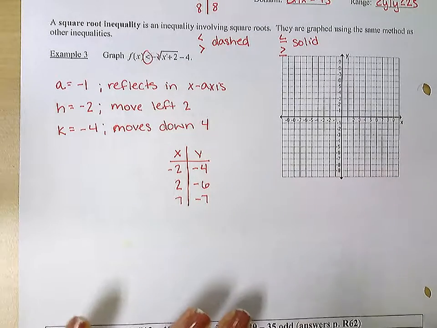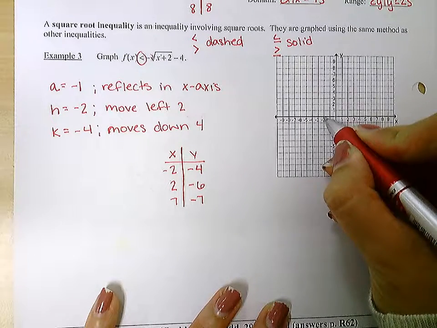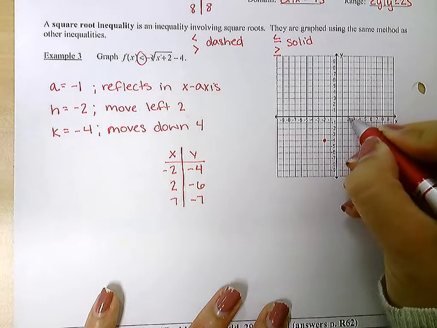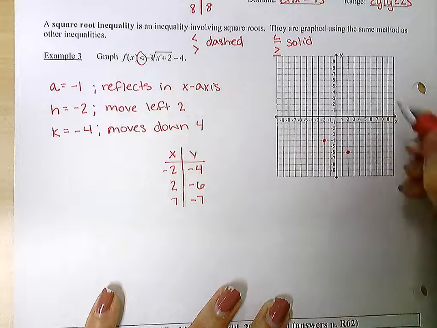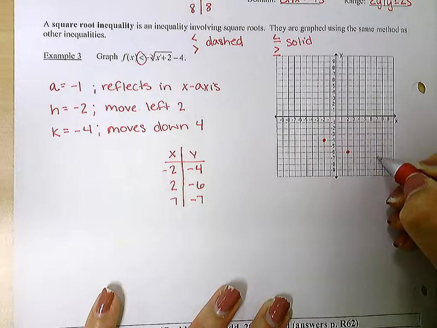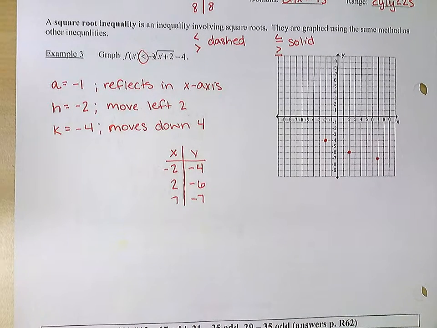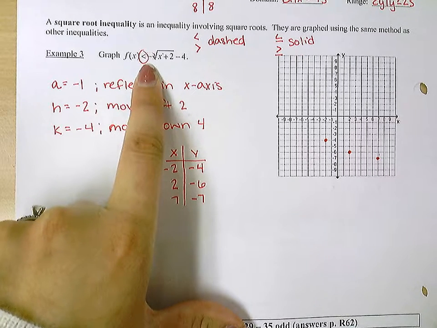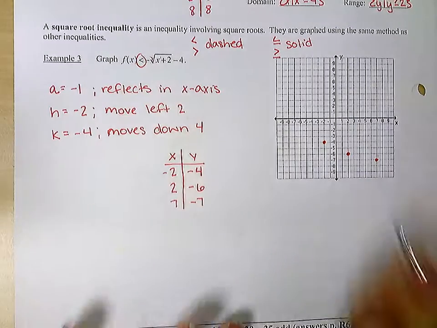All right, so now I have 3 points. I'm going to plot those points. Okay, so -2, down 4, 2, down 6, 7, down 7. Now recall that I wrote out that this has to be a dashed line. Remember to look back at your inequality symbol. Okay, this is a dashed line.